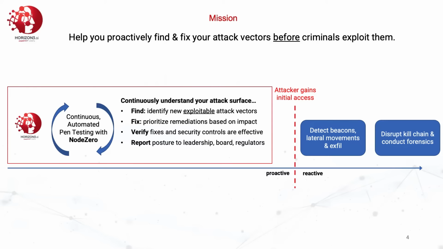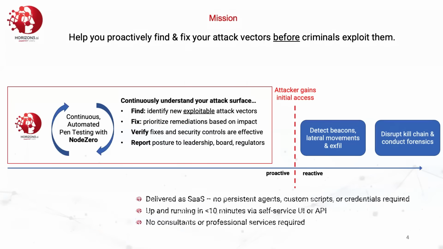And with this continuous automated pen testing, you can find exploitable attack vectors. You can fix by prioritizing the remediations based on the impact or threat to the business. You can then verify those fixes and that your security controls are actually effective. And now you've got an accurate, real-time ability to report your posture to the leadership, to the board, and to regulators.